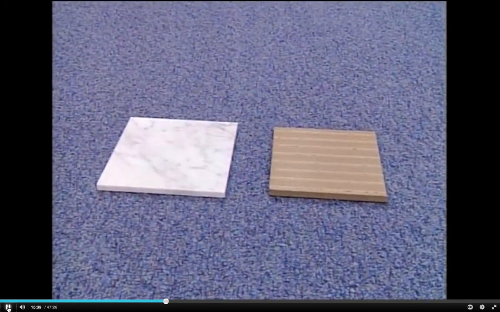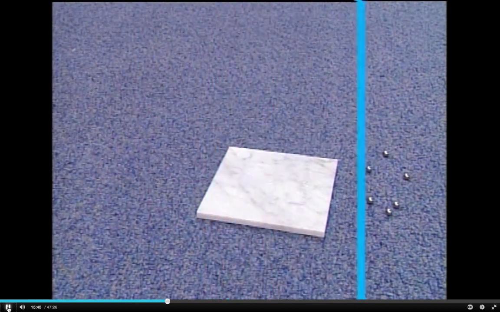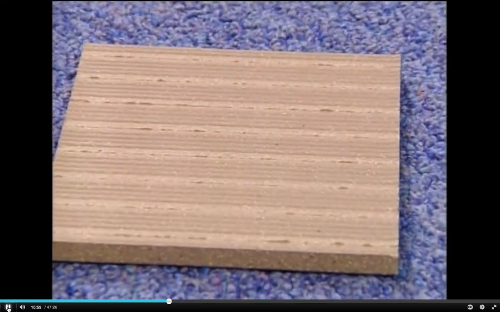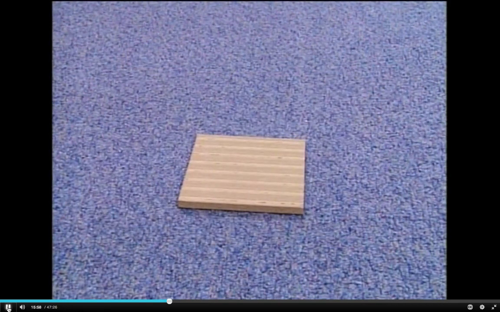When we drop ball bearings on a smooth surface, like this piece of tile, they bounce straight back up at the same angle that they hit the tile. And when we drop them on the underside of a tile, the rough side, they scatter.